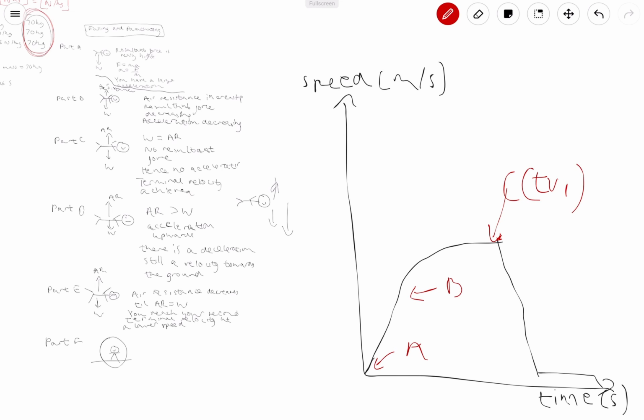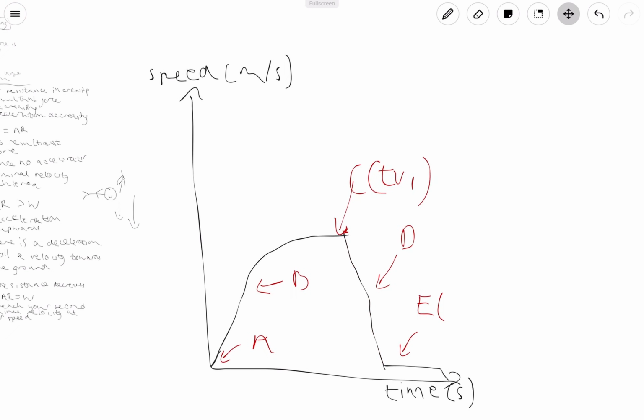And then you open your parachute and bang, there's a large deceleration, but you still have a velocity towards the ground. Your speed decreases quite rapidly because of the parachute, and it keeps decreasing until air resistance becomes equal to your weight. Your air resistance decreases because your speed is decreasing, and it becomes equal to weight, and that is your terminal velocity over here, which you stay at. So TV2, and then you hit the ground.